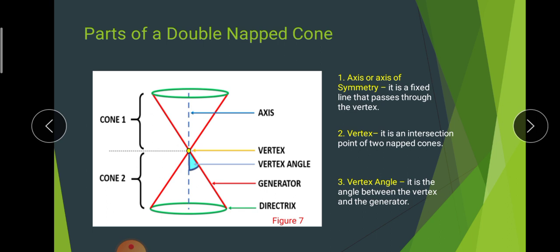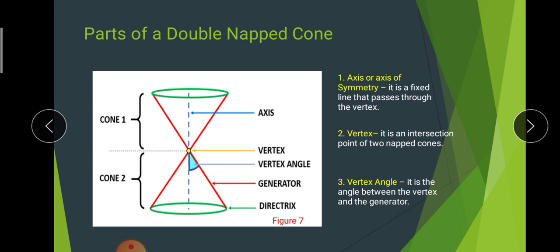Kung mapapansin nyo, ang base ng cone ay circle. Kaya kung circle ang base ng cone, mayroon siyang center. Ang center ng dalawang base ng cone ang magsisilbing endpoints or dulo ng axis of symmetry. Ang axis of symmetry din ang altitude or height ng double nap cone.